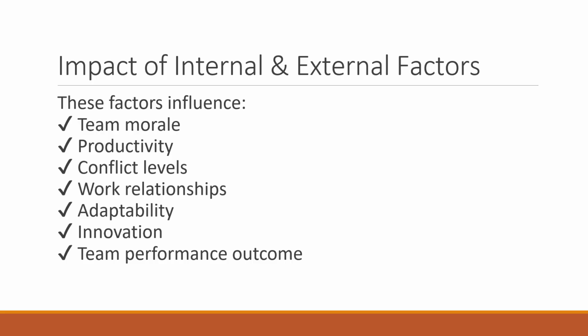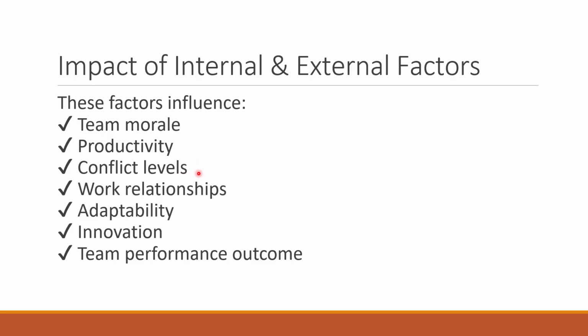Now, let's combine both internal and external factors together because both of them shape how a team works and performs. Let's look at how these factors impact team building. First, of course, is the team morale, which means that if there is positive leadership and a good work culture, it will increase the team spirit, while negative factors would reduce the motivation. Next is productivity. The availability of resources, technology, and support would directly affect how fast and efficiently the team would work.